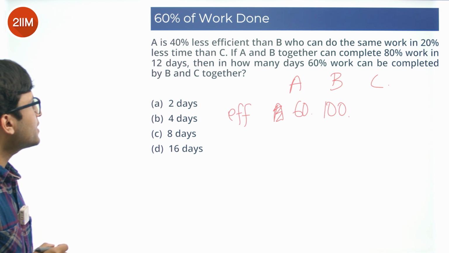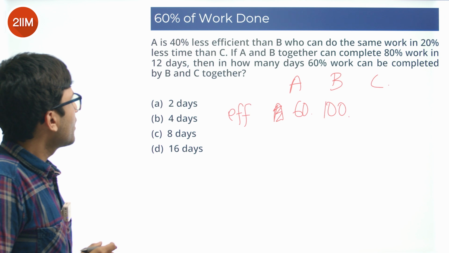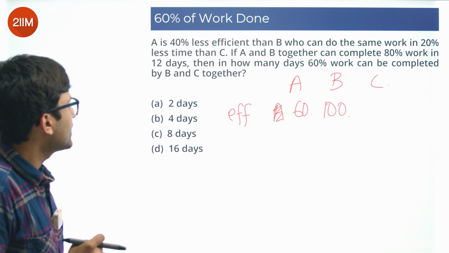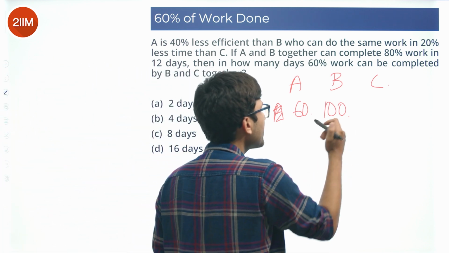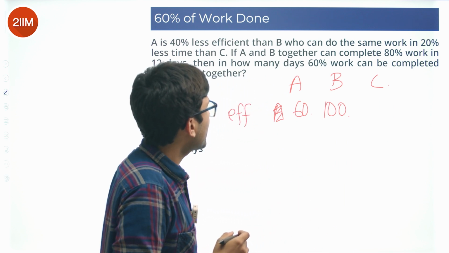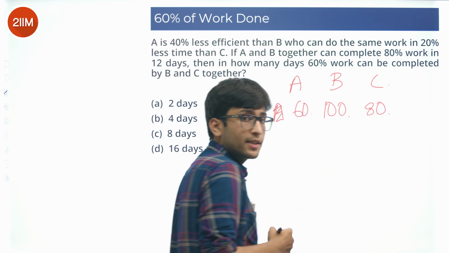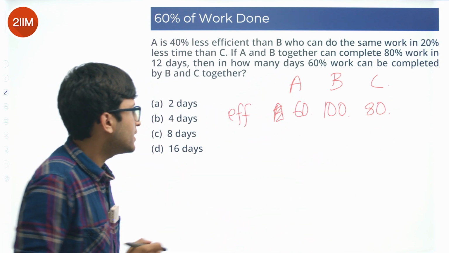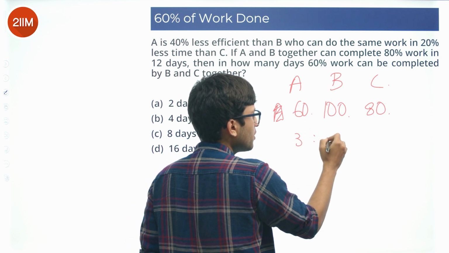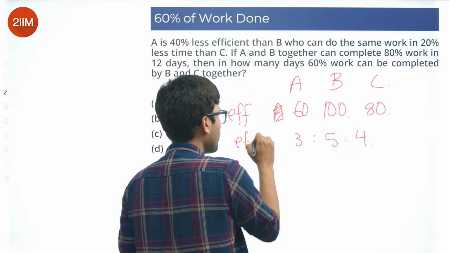And the third part is, I know the efficiency of B and A. The third is C. B can do the same work in 20% less time than C. 20% less time, so that means B is taking less time. B is taking 20% less time. That means he's 20% more efficient. So what I can say is this is 80. So these are the efficiencies of all the three. I can write it down as 3:5:4. These are the efficiencies of all the three.